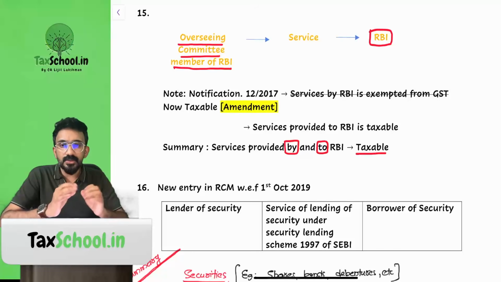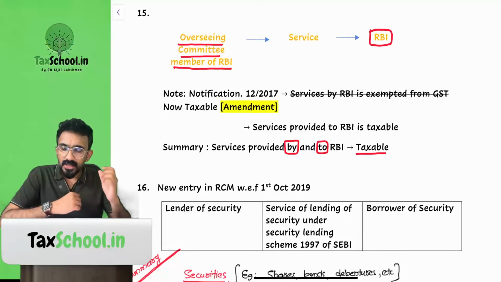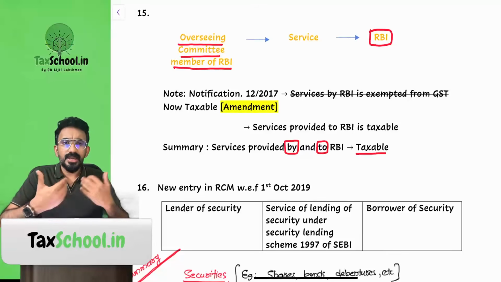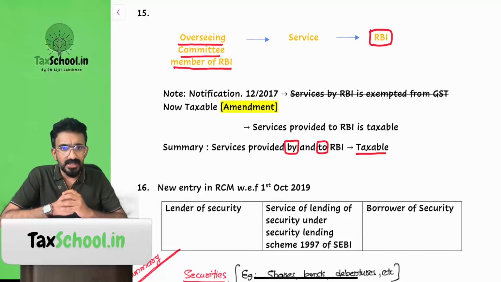Now, there is one person who provides services to RBI who will be taxable under RCM. They are called overseeing committee member. Now, there are no overseeing committee meetings happening because of the Insolvency and Bankruptcy Code. I'll tell you the reason they set up an overseeing committee.